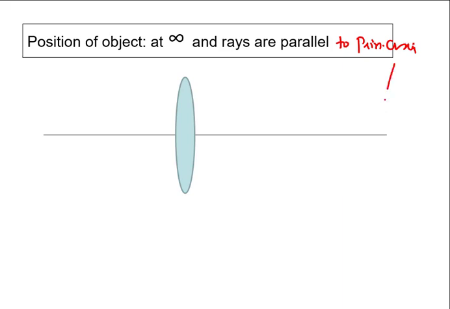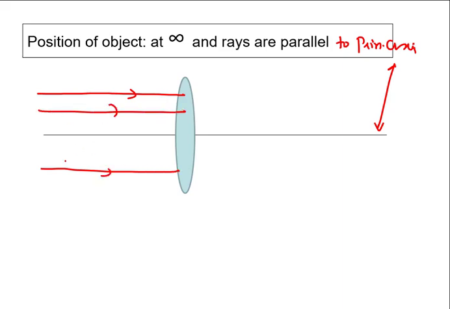So this is the principal axis and this is the lens. There is an object at infinity, so rays will come parallel to the principal axis, something like this. So these are rays coming from an object from infinity, and these rays will converge at the focus of the lens. And an image will be formed over here.